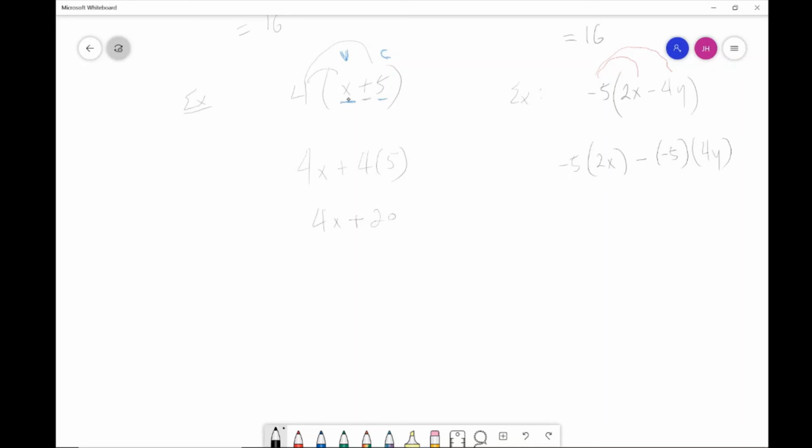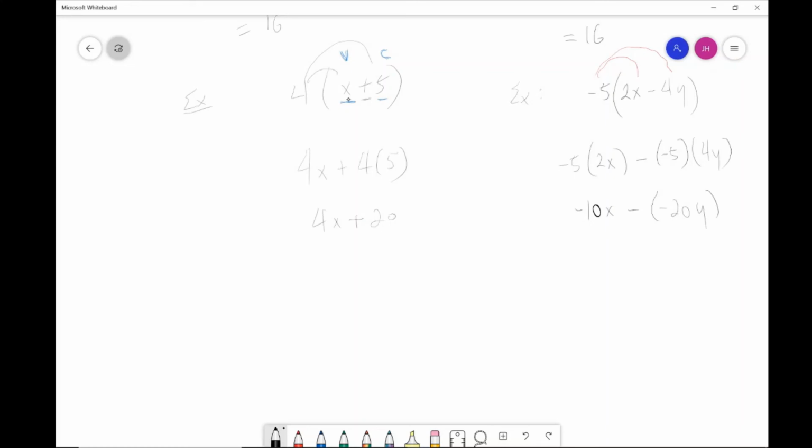Okay, negative 5 times 2x. Again, go back to the notes on integers, specifically on the multiplication of integers. When we have a negative and a positive multiplied together, you always yield a negative answer. So in this case, that will become negative 10x minus negative 5 times 4y. That is a negative 20y.